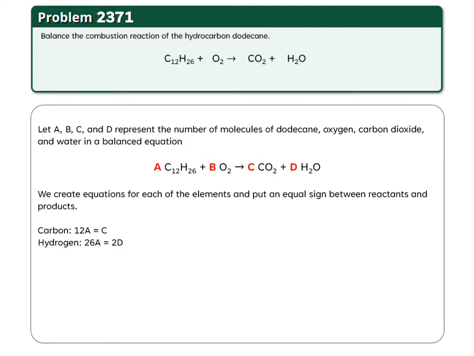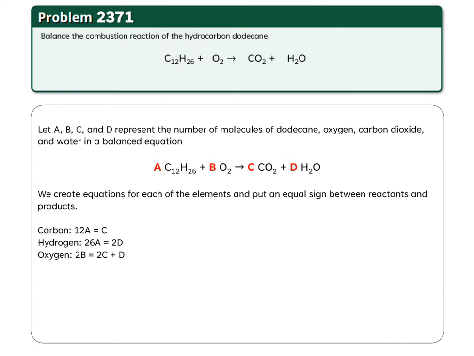Likewise, A times the 26 hydrogen atoms in dodecane equals D times the 2 hydrogen atoms in water. And finally, B times the 2 oxygen atoms on the left side equals C times the 2 oxygen atoms in carbon dioxide plus D times the oxygen atoms in water. Oxygen is in both molecules on the right side of the equation. Let's look at the carbon equation first.